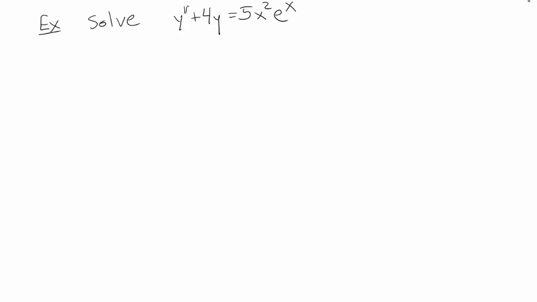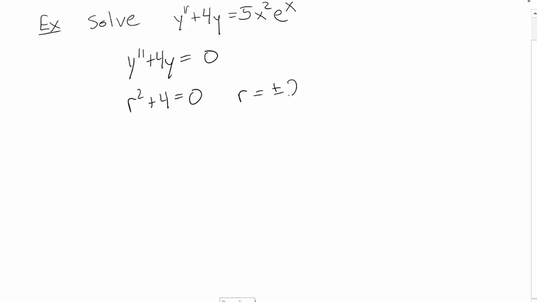Let's talk about solving a second order linear constant coefficient non-homogeneous DE. So the first thing I need to do is solve the homogeneous, which is y double prime plus 4y is equal to 0. So my characteristic equation is r squared plus 4 is equal to 0, which gives me r values of plus or minus 2i, which means the solution to my associated homogeneous is c1 cosine of 2x plus c2 sine of 2x.